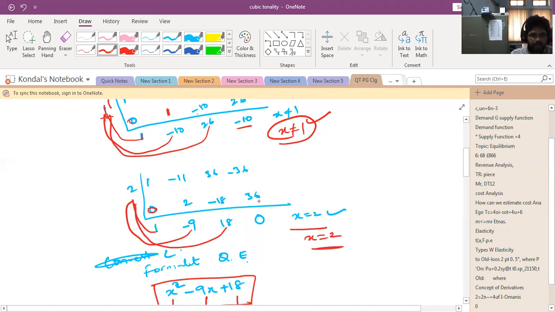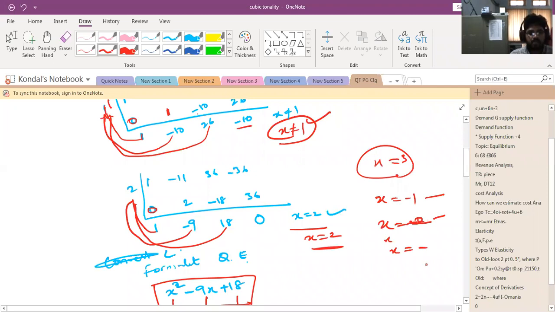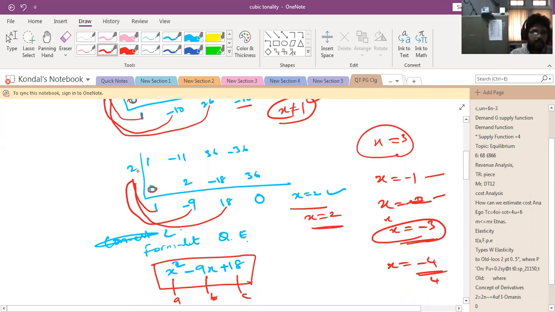For example, if you're not able to get 0 here, then what should you do? You will go with 3 also. Later, if you're not able to get 0, then you will try x equal to minus 1, x equal to minus 2, then minus 3. If you still don't get 0, you will go to minus 4 or plus 4 also. So there is no guarantee that the value is 2. Sometimes you will get minus 1, sometimes minus 2, minus 3, minus 4, or plus 4 or plus 3.